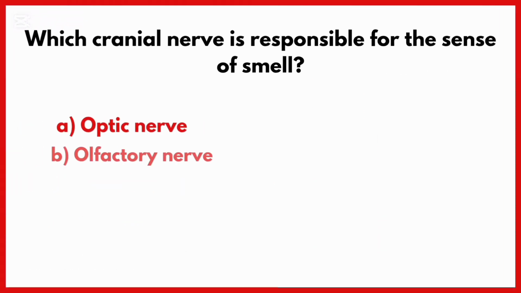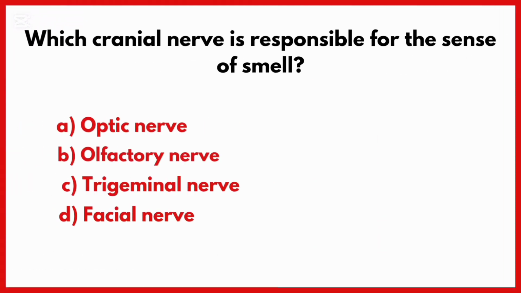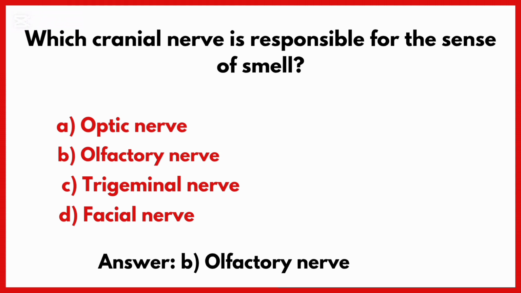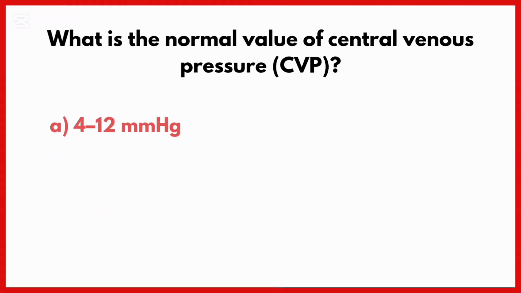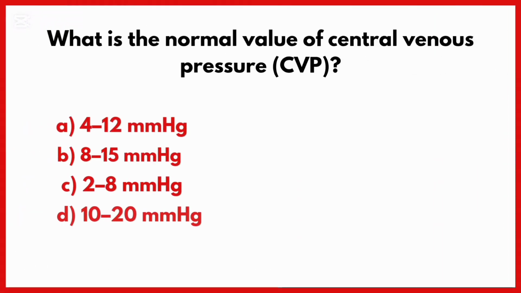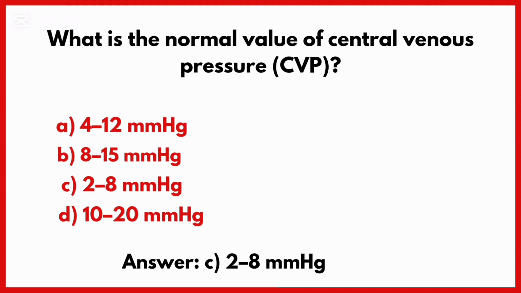Which cranial nerve is responsible for the sense of smell? Correct answer is option B, olfactory nerve. What is the normal value of central venous pressure? Correct answer is option C, 2 to 8 mm of mercury.